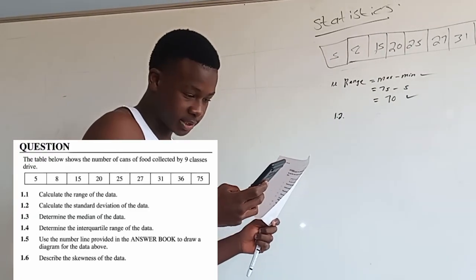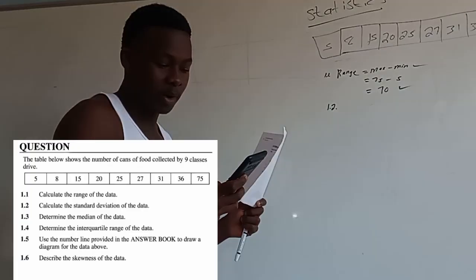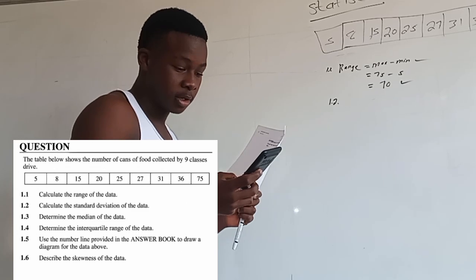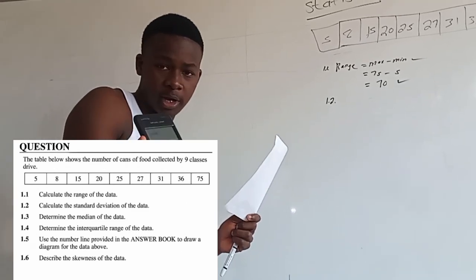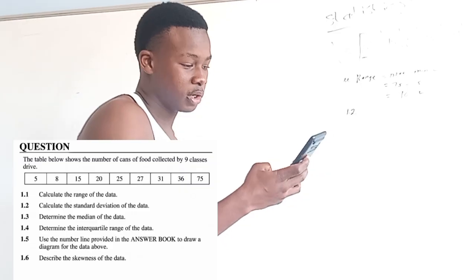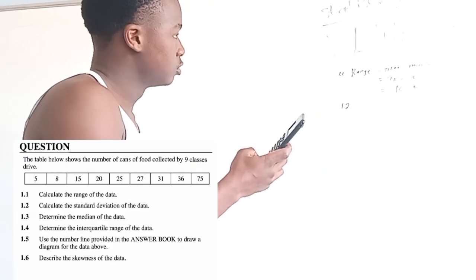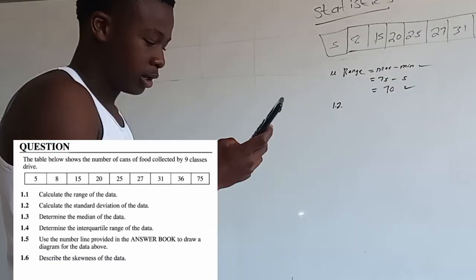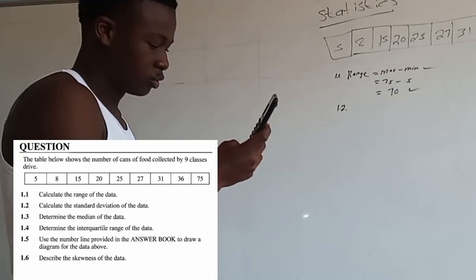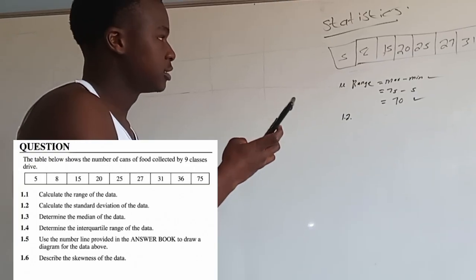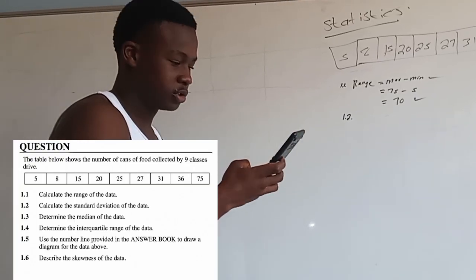Then you go to start. Press start, and from start you press number 1. It's written 1-VAR. You press it, and it will give you a table like this. When you get this table, you write your first number, which is 5. You say 5 equals, 8 equals, 15 equals, 20 equals, 25 equals, 27 equals, 31 equals, 36 equals, and 75 equals.